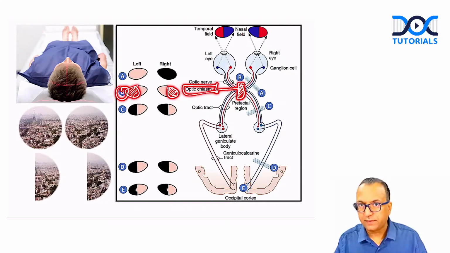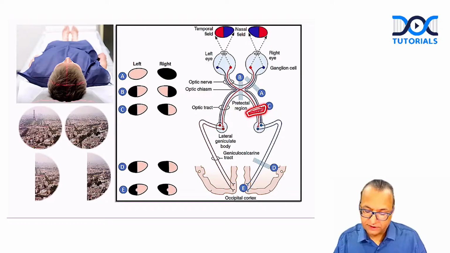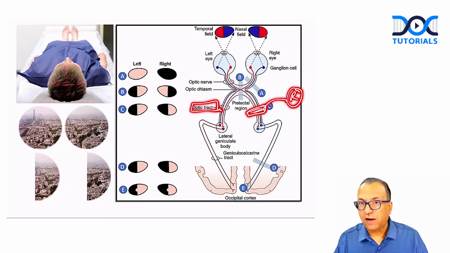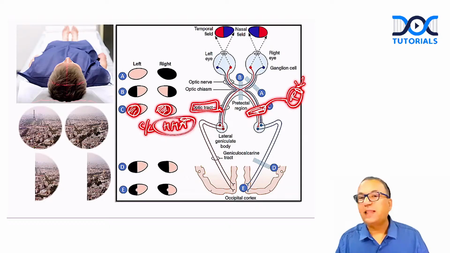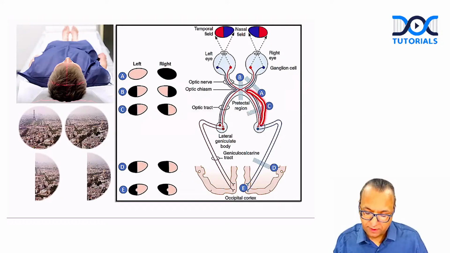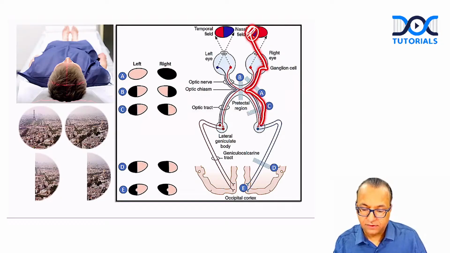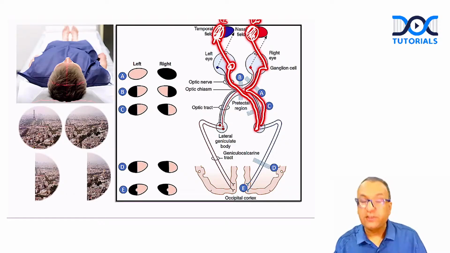Bitemporal hemianopia. What will happen if I have a lesion at C, which is optic tract, but on the right side? Contralateral homonymous hemianopia. You'll see the lesion is on the right side, but left half of each eye is blind. So we say contralateral homonymous hemianopia. But why is the left half of each eye blind? Because you see, what are these fibers coming from? These fibers are coming from the nasal field of the right eye. And what are these fibers coming from? Red color. They are coming from the temporal field of the left eye. So left half of each eye.